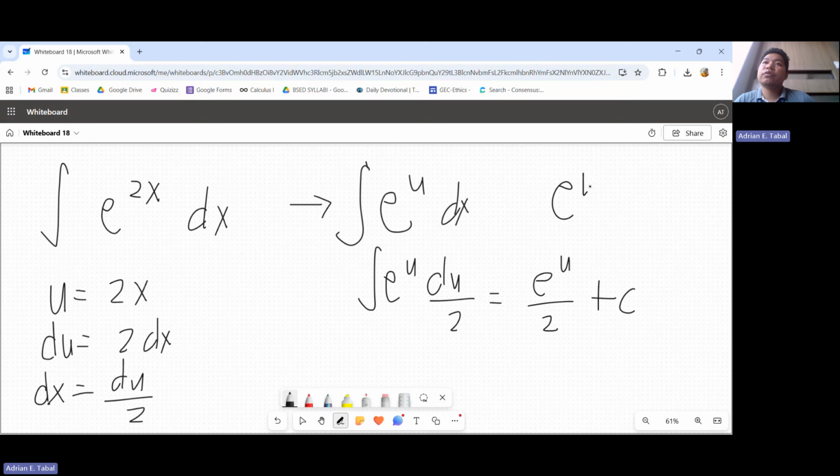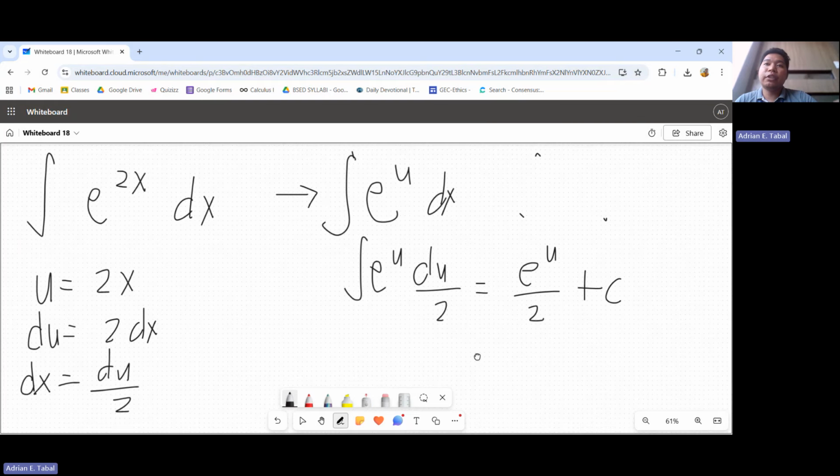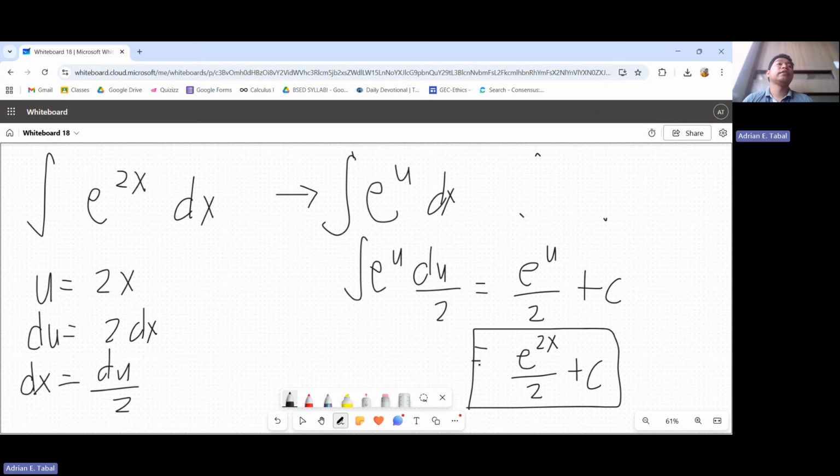The integral of e raised to u is just the same as the integral of e raised to x. Same format, but not the same value. Okay, so are we done? We're not done yet. The value of our u is 2x. So we substitute: e raised to 2x all over 2 plus c. And this is the integral using u-substitution.